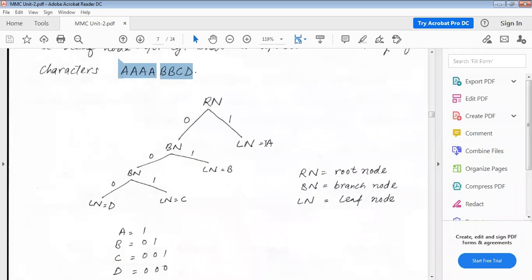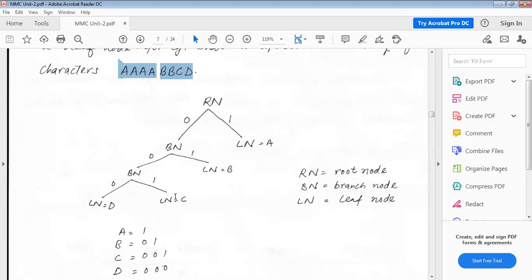Okay. Next, I will divide again. I will go to the left-hand side, the 0 branch side, and divide it again for the next character. The next character is B, so I will take the endpoint leaf node as B, and it is divided. Again I will assign 0 and 1. Okay. Next, the next character is C, so again I will go back to the 0 branch.